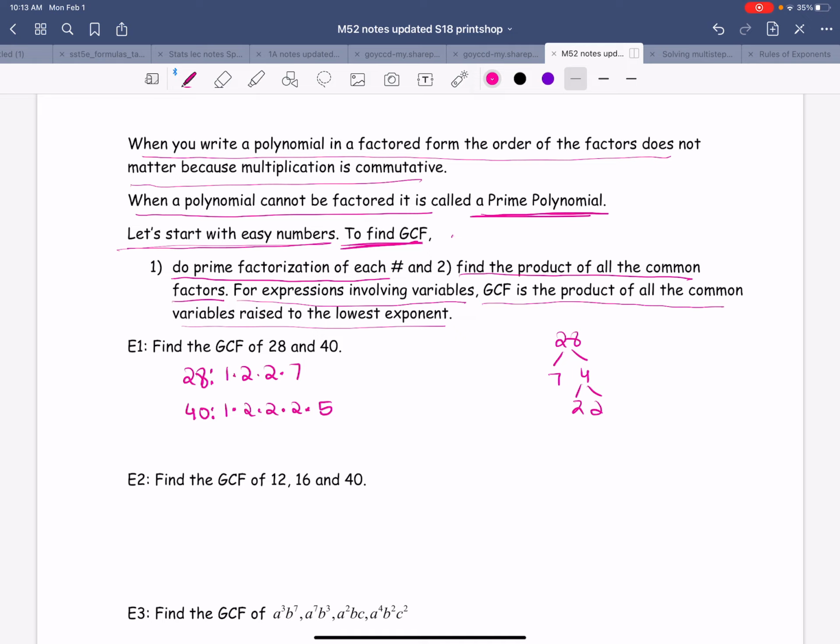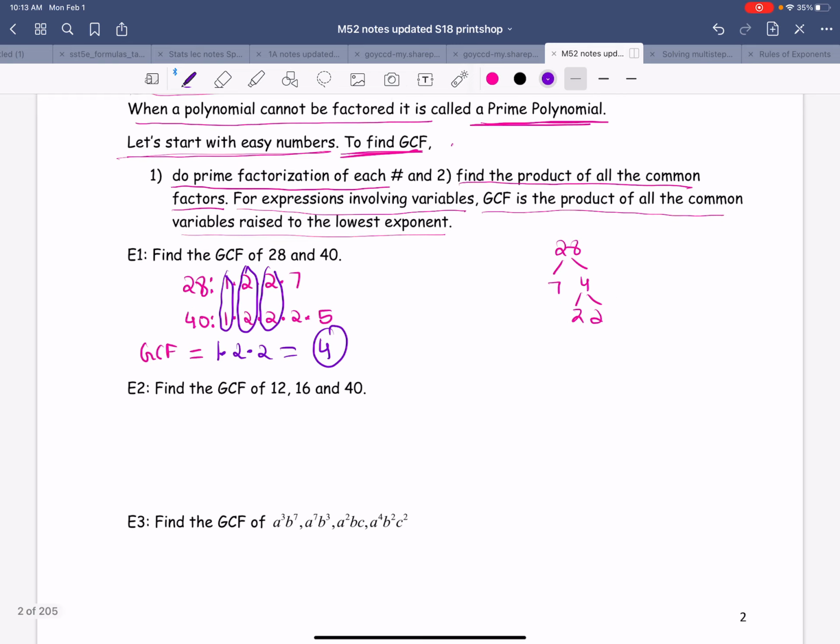So to find the GCF, all I have to do is bring down every single common factor, and then find the product of those. So I see there's a 1 in each of those. Another common factor is 2. Another common factor is 2. And that's all the common factors. So the GCF of 28 and 40 is 4.